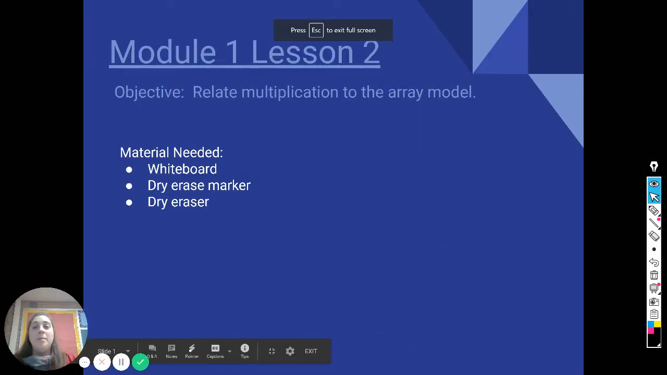Okay, so today we're going to be doing Module 1, Lesson 2. The objective, or what you will be able to accomplish by the end of our lesson, is that you will be able to relate multiplication to the array model. The materials that you'll need for today's lesson are your whiteboard, your dry erase marker, and your dry eraser.